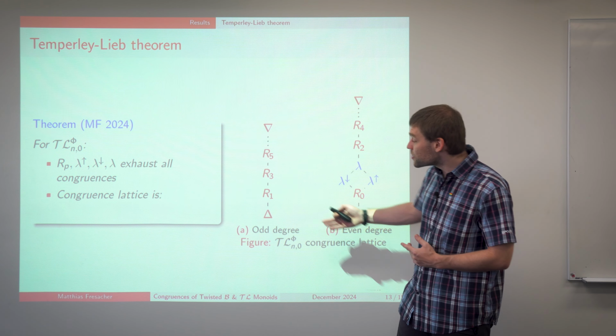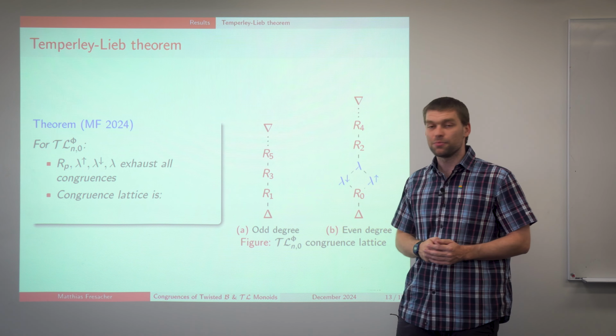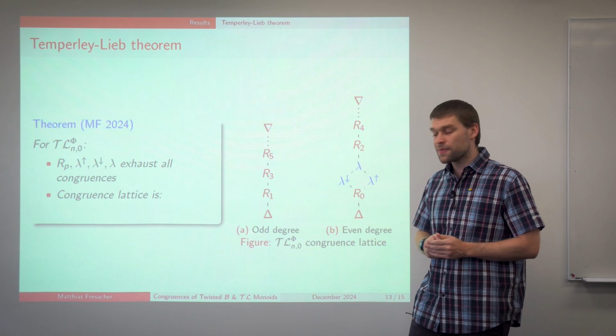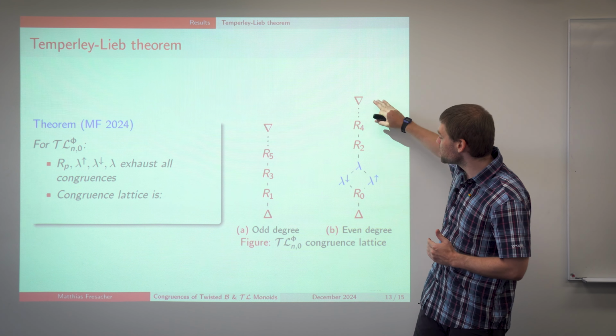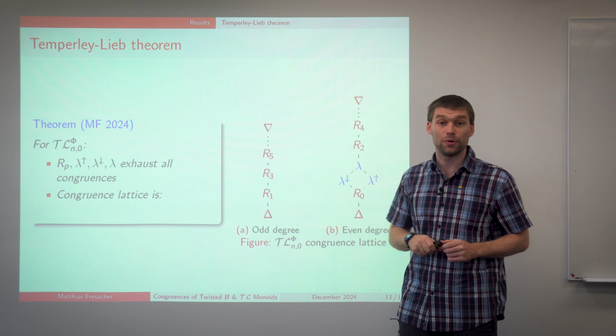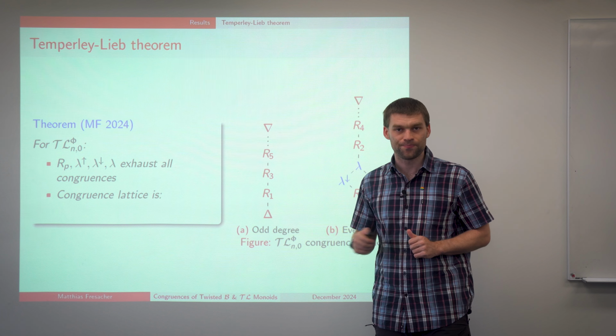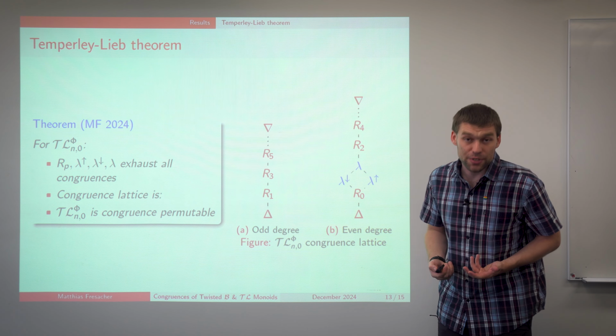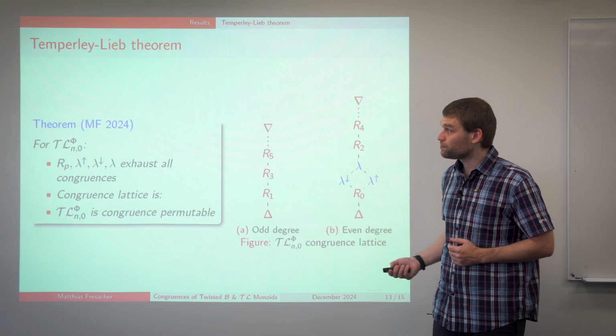And the lattice on the odd side, well, is still a simple chain, but this time just with Rees congruences. And on the even side, we almost have a chain with just a single diamond where we find the lambda congruences. Not surprisingly, Temperley-Lieb is also congruence permutable.